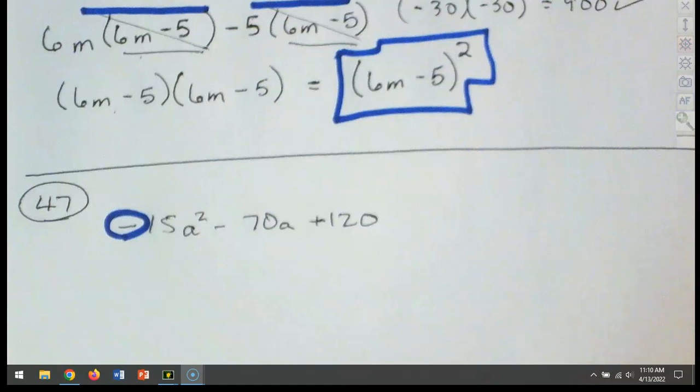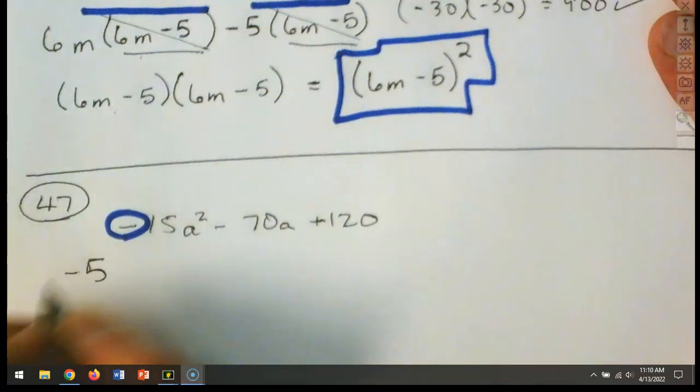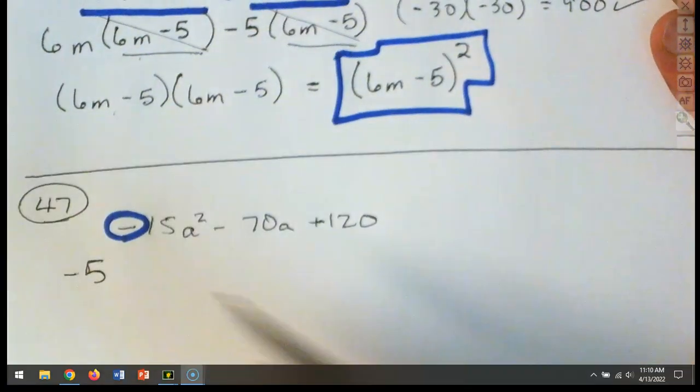So it begins with a negative. Now what do we have? We have a 15, a 70, and a 120. These all have a 5 as a multiple of them, right? So they all have a 5 in common. Since it begins with a negative, the first thing I'm going to do is take out a negative 5. And that's all I can take out. This is going to make our numbers dramatically easier to deal with.